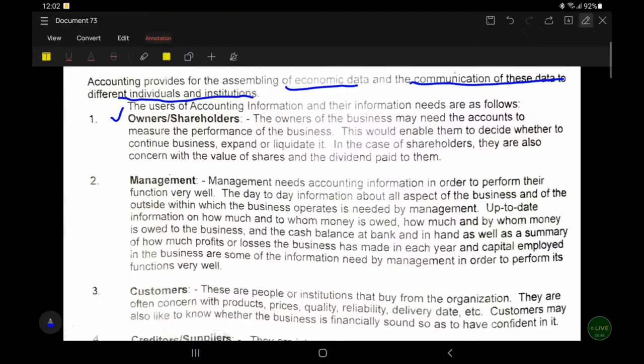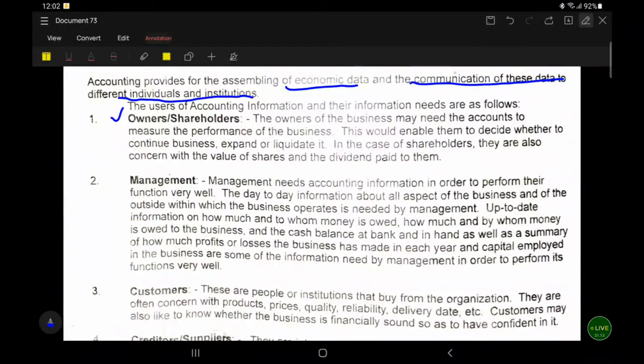That is what shareholders or owners need: the financial or accounting information in order to guide them in doing so. That is something shareholders would request or subscribe to when the accounting information is published. They will need it for making decisions, and then to move on in that light.